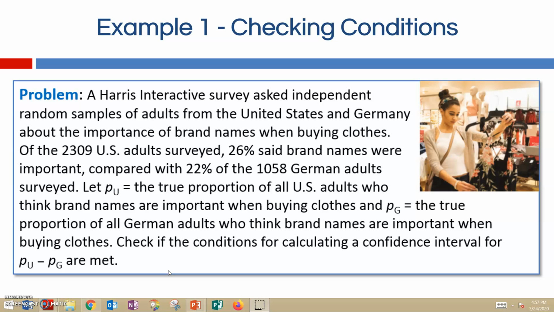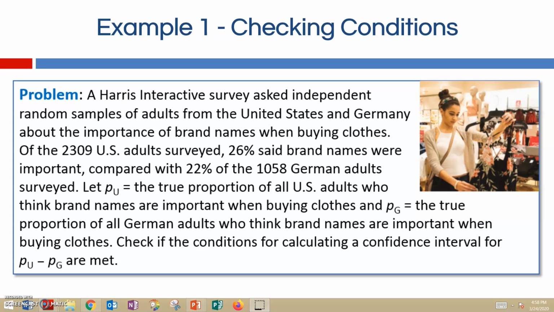All right, so in this problem here, I want you to go ahead and pause the slide and read through all the information and the context there, and we will check the conditions for calculating a confidence interval for P sub U, which is the true proportion of all U.S. adults who think brand names are important when buying clothes, minus P sub G, which is the true proportion of all German adults who think brand names are important when buying clothes. So go ahead, pause the slide, read through the context, and we will check those conditions.